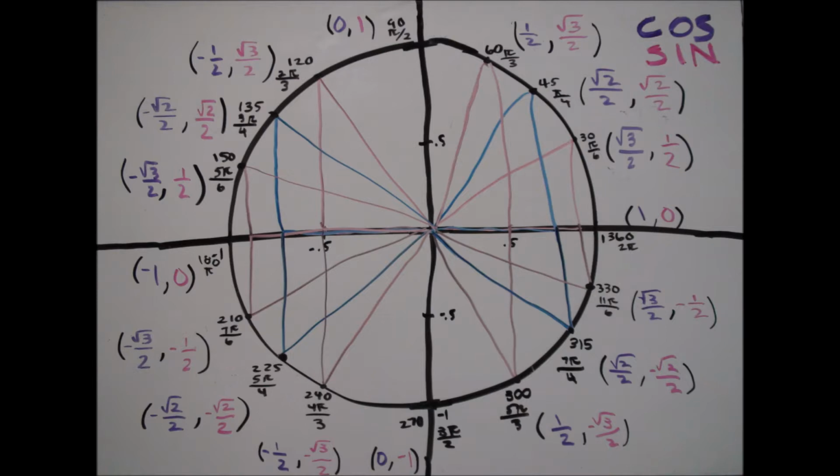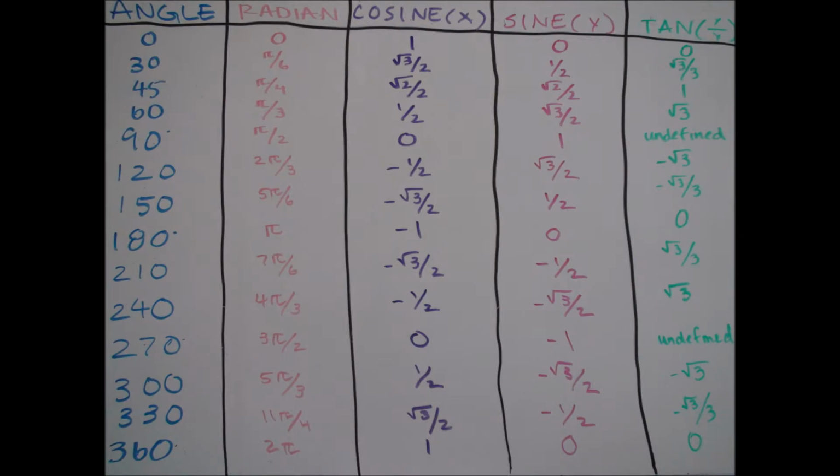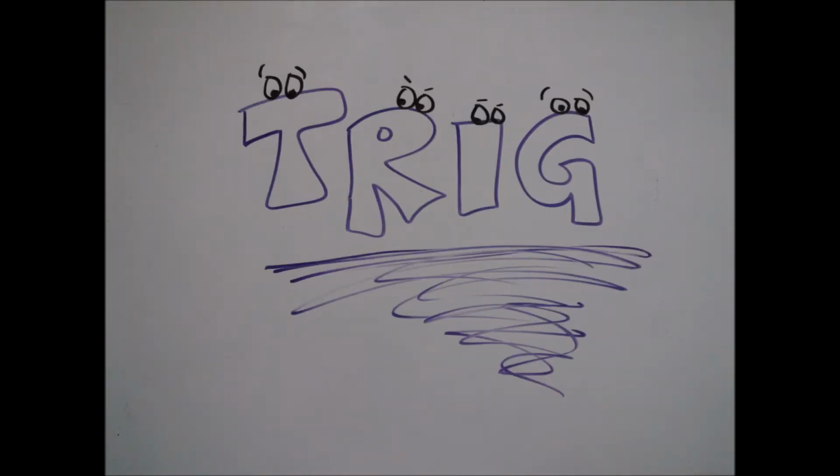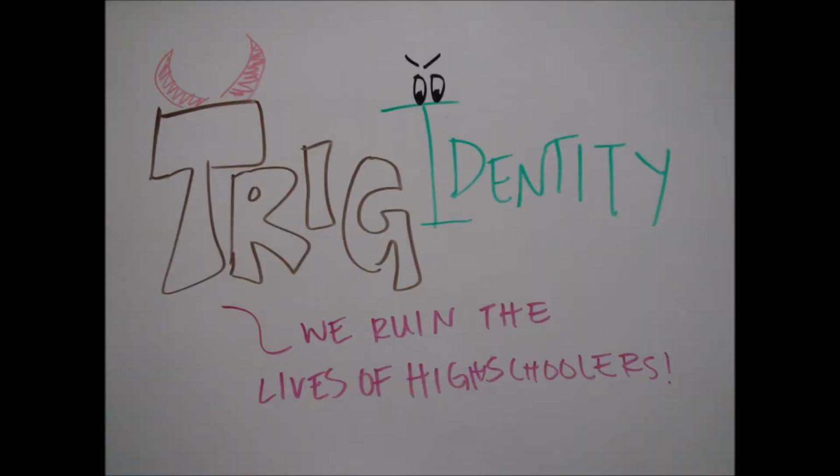If we were to put all of our information on a table, it would look something like this. Wow, that was a lot of information. The unit circle is a pretty important part of trigonometry, but we don't stop there. Lo and behold, the trig identities. Don't worry, they're not all that bad.